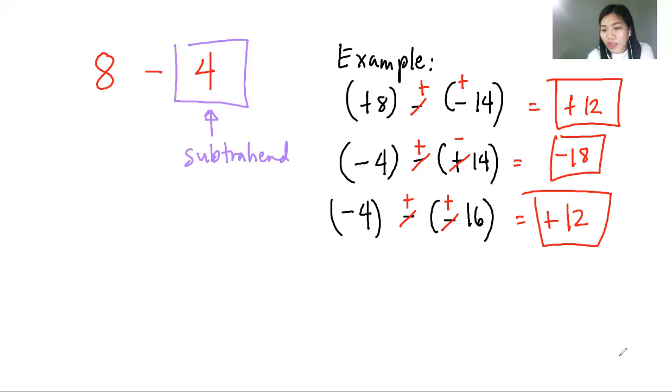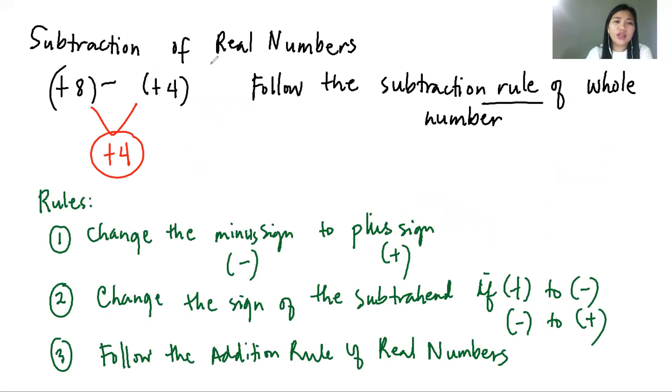So again, when we are subtracting real numbers, of course, we need to follow the following rules. First, we change the minus sign to a plus sign, then change the sign of the subtrahend. If it's positive, we'll change it to negative. If it's negative, we'll change it to positive. Then, the last step, we follow the addition rules of real numbers.